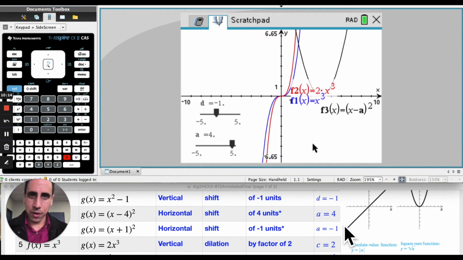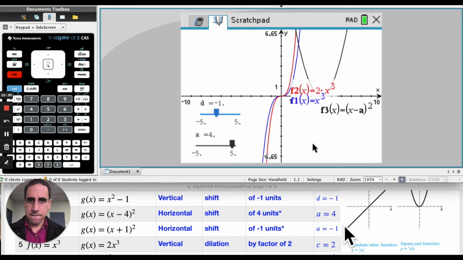It's not a shift anymore. It's what we're going to call dilation. Some textbooks call it a stretch or a compression or a flip, but those are all special kinds of dilations, so we're just going to use the word dilation here. Vertical dilation by factor of 2.